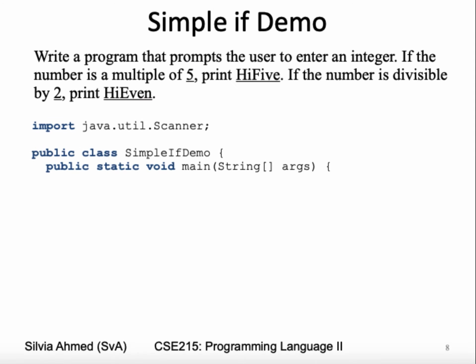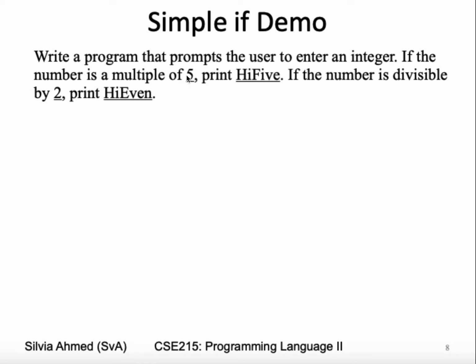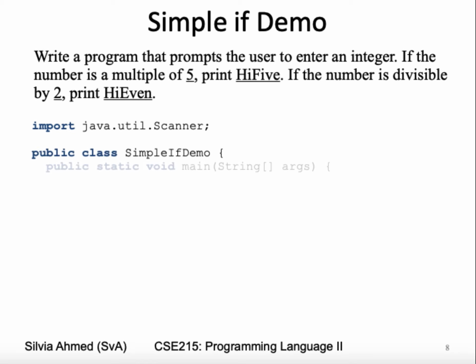And look at this example. Write a program that prompts the user to enter an integer. If the number is a multiple of 5, print Hi 5. If the number is divisible by 2, print Hi even. Since we need to take input from the user, in our program we first need to import the Scanner library. And then we need to declare our class. It's called SimpleIfDemo, and we need our main method where the execution will begin.